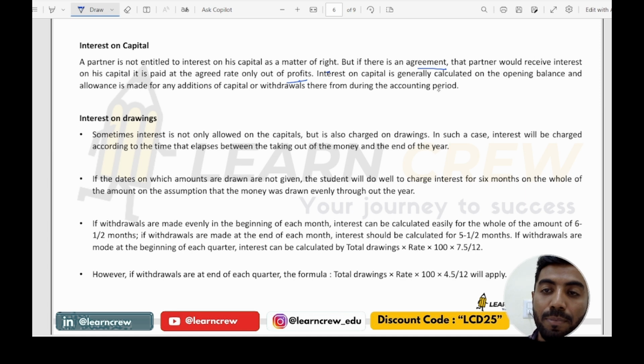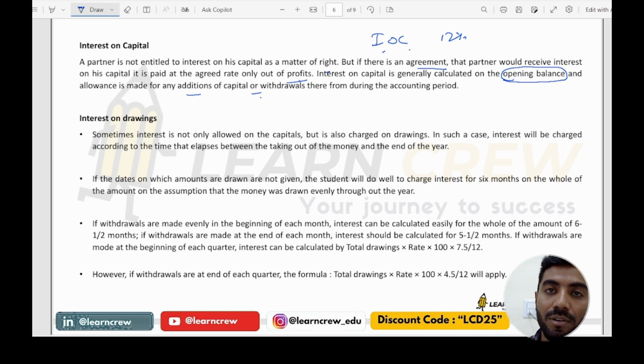Interest on capital is generally calculated on the opening balance. Whatever the opening balance is, on that it is to be paid. With that, we have to make adjustments with respect to additions or withdrawals, etc. After making those additions or deductions, on whatever balance is there, we will pay the interest on capital. The percentage will be given in the question. Generally it will be 12%. Interest on capital will be at 12%.